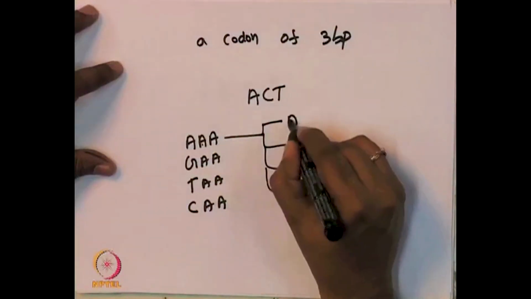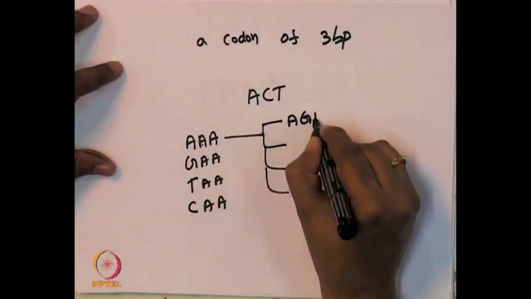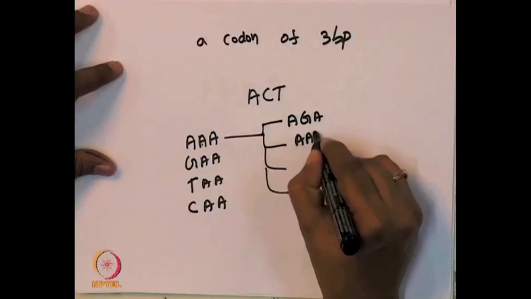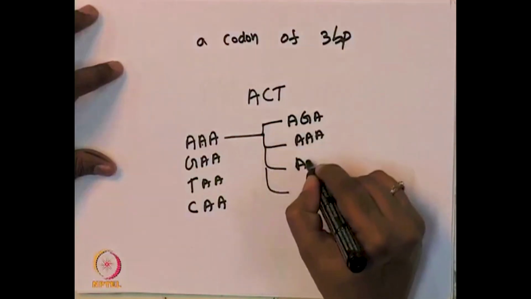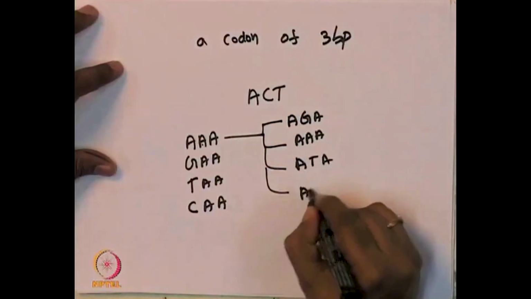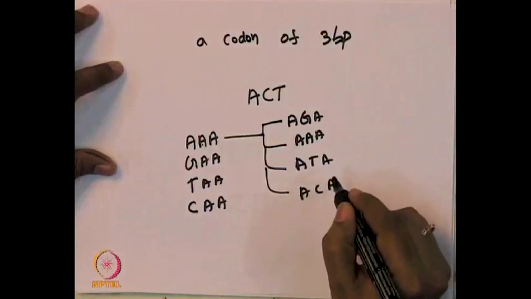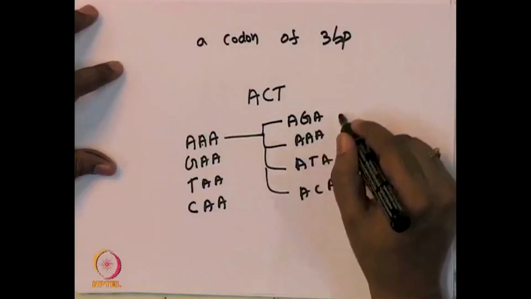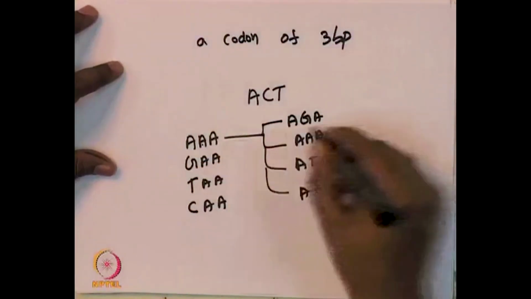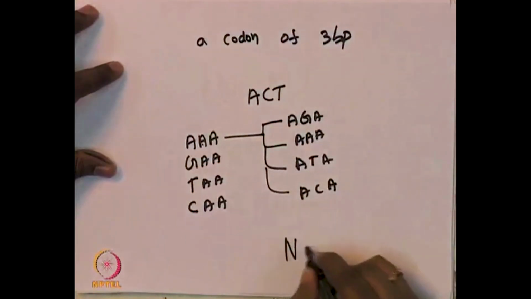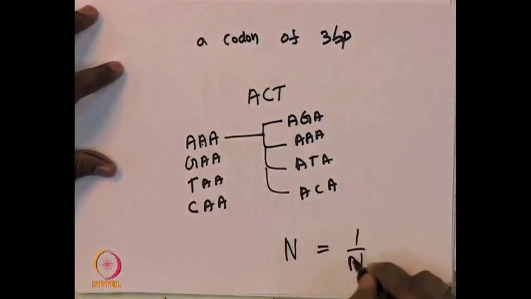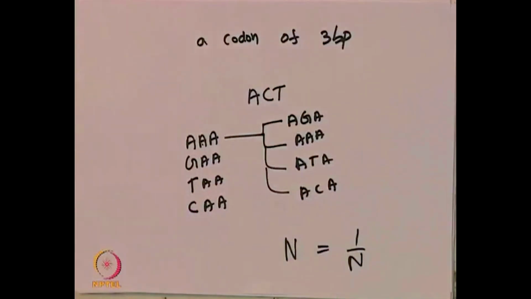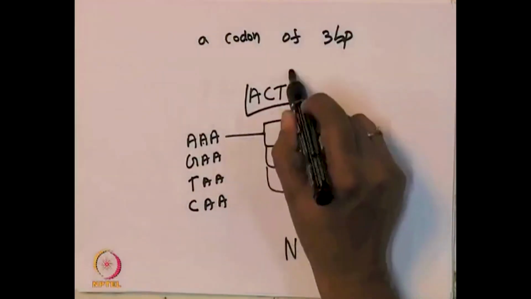So, AAA you can change to either AGA, AAA, ATA, ACA. This can be further divided, and so on and so forth. So, you count the total number of possibilities, and if you find n, then 1 over n will be the probability of having a 3 base pair codon ACT.